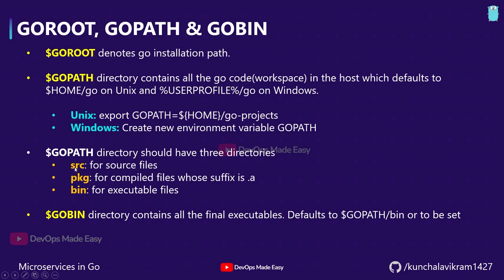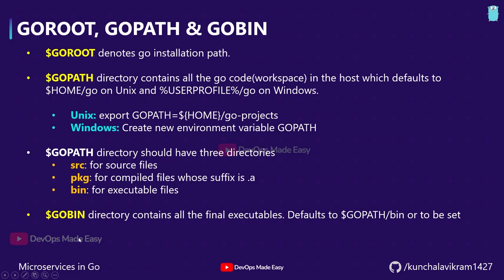Src is used for putting all your source files. Pkg is for compiled files, that means whatever external dependencies you want to use inside your source code, all these compiled files with .a extension will be put under pkg. And bin is used for all the executables. That means that whenever you compile your source code, you will have the final artifact. That artifact, either you can put it in the same directory or you can move it to bin. So we'll see how to move that final exe file or the final compiled file into the bin directory when we are doing the demos.